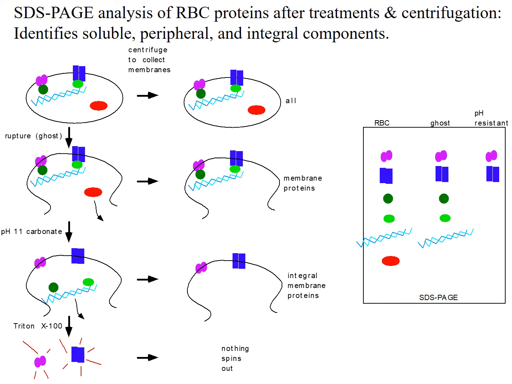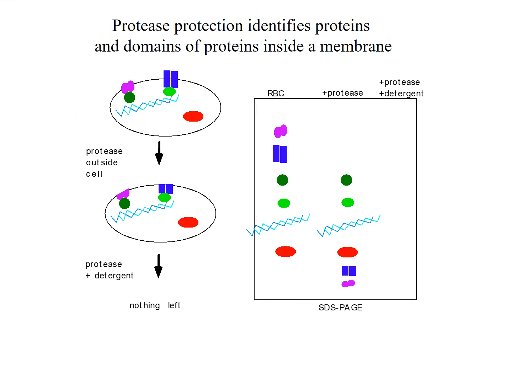So in these three lanes, we know the total proteins. We know this is soluble, and we know these two are membrane associated, membrane transmembrane, and therefore we know these proteins are peripheral on the inside. So this is how they break apart the structure there.